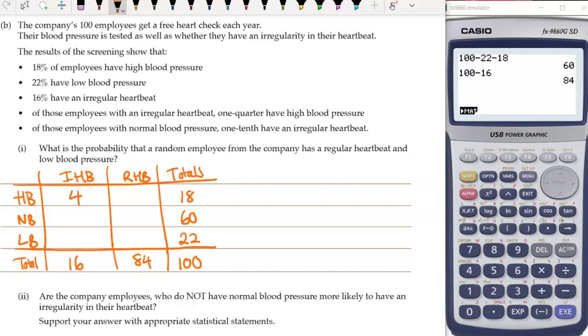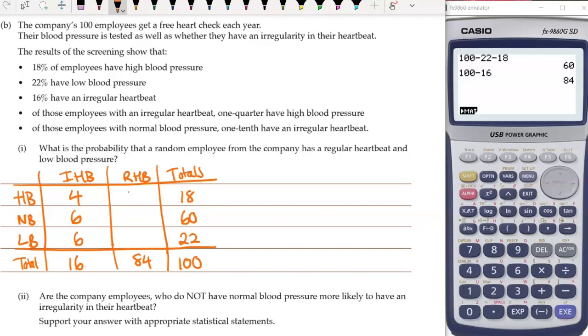Those employees with normal blood pressure, 1/10 have an irregular heartbeat. So normal blood pressure, we're looking at this line just here. 1/10 of that total have an irregular heartbeat. So that'll be a 6 in this bit just here, which now we can fill in the gaps. So 10 to 16 leaves us with 6 there.